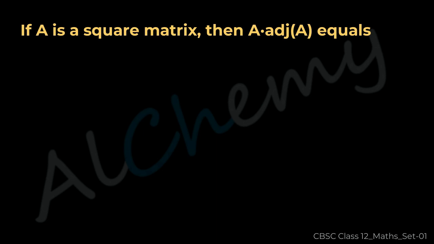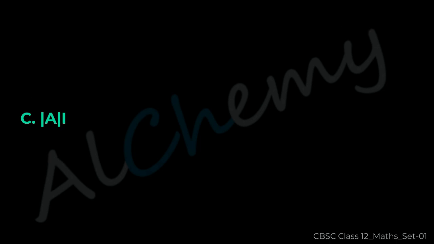Question 13. If A is a square matrix, then A times adjoint A equals: A: I, B: 0, C: determinant of A times I, D: determinant of A. The correct answer is C, determinant of A times I.